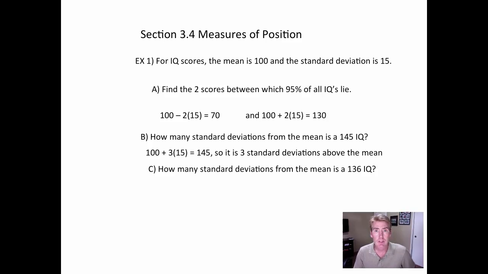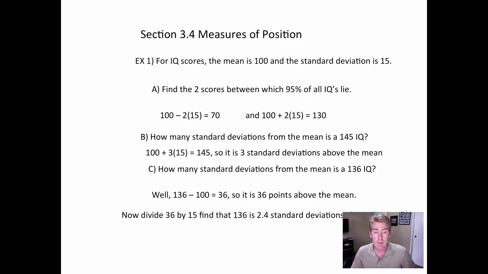But how do we find out what that decimal is? Well, first of all, find the difference. So in other words, the 136 is 36 points above average. Then, if you divide by the 15, that will tell you how many 15s you have to use. You would have to use 2.4 15s in order to get to a 136. So you'd add one, you'd add another one, and then you would add 0.4 of a 15. So 2.4 standard deviations above the mean.